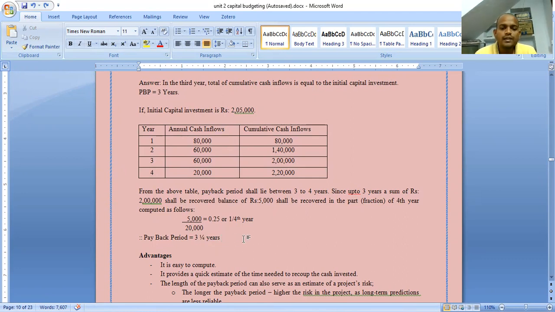3 years, 3 months. One year is 4 quarters, so one fourth is 3 months. The payback period is 3 years, 3 months.